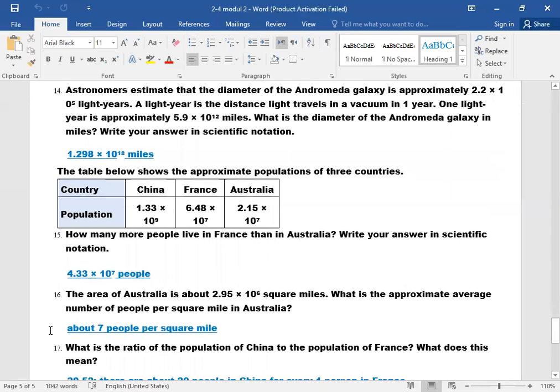Another question. The area of Australia is about 2.95 times 10 to the power of 6 square miles. What is the approximate average number of people per square mile in Australia? In this question, it says that the area of Australia is about 2.95 times 10 to the power of 6 square miles. What is the approximate average number of people per square mile?